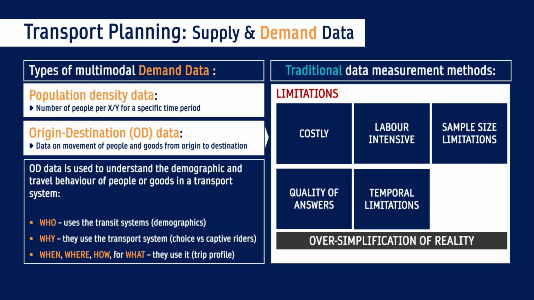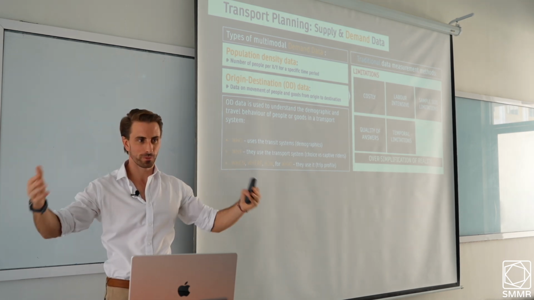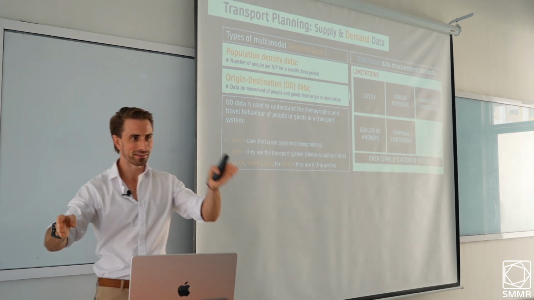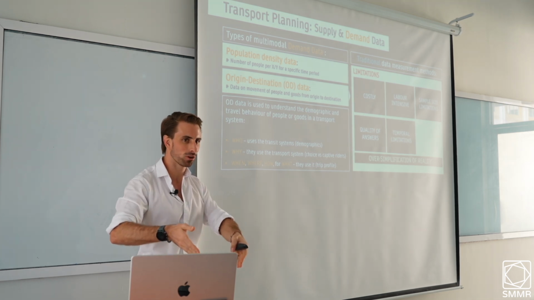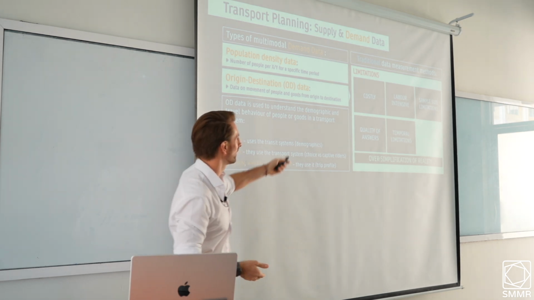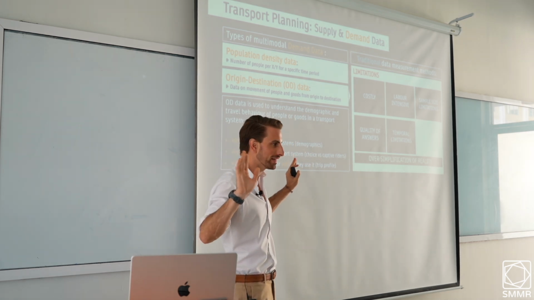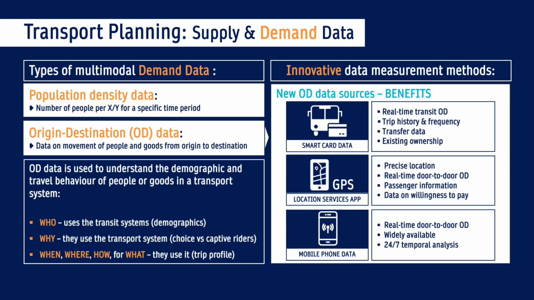There's also a temporal limitation. If you want to get your origin destination for all of Phnom Penh, it might take you 6 months to just collect the data. And then by the time you have the data, you've processed it, maybe another 6 months. The reality is no longer the same as what you collected in your data. So this is the method we've used for many decades now, and it's okay, but it has a lot of limitations.